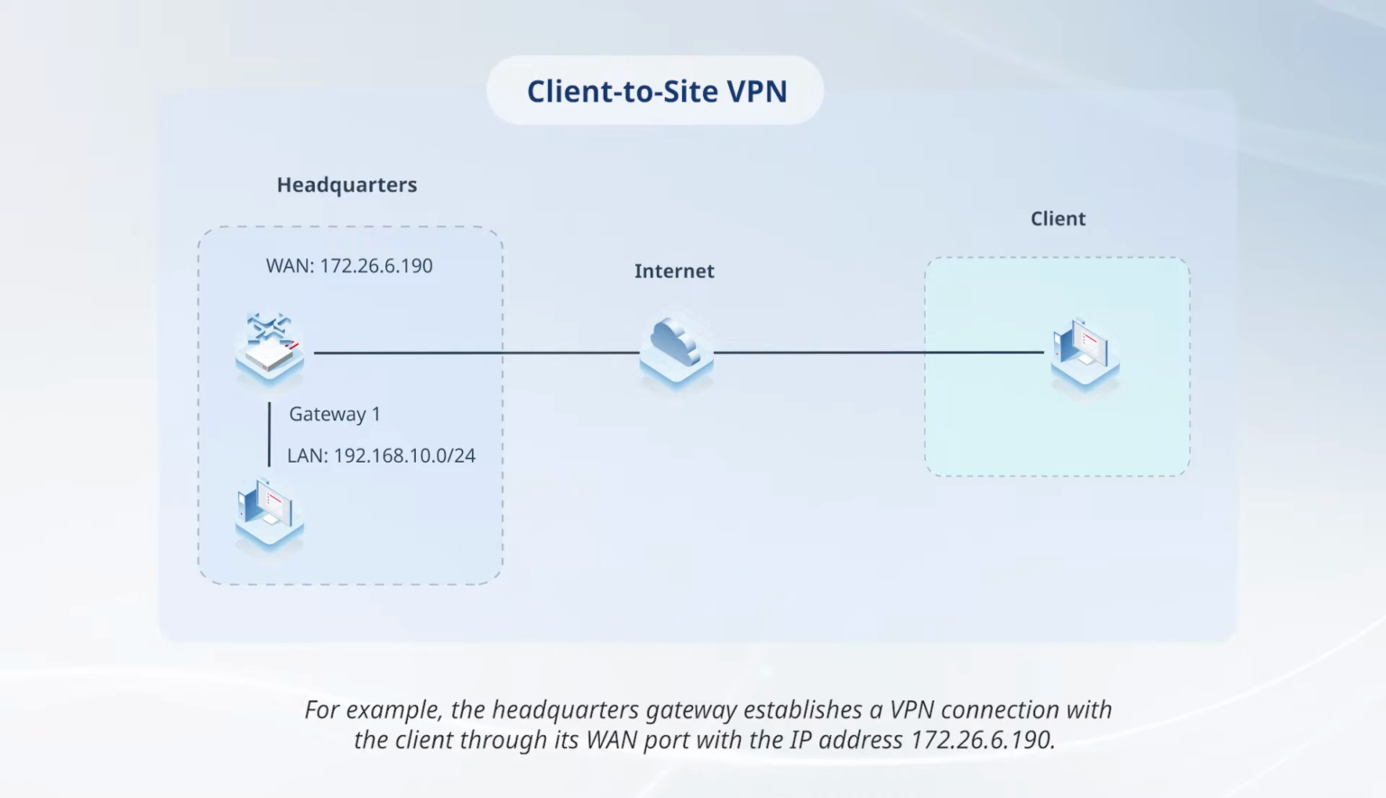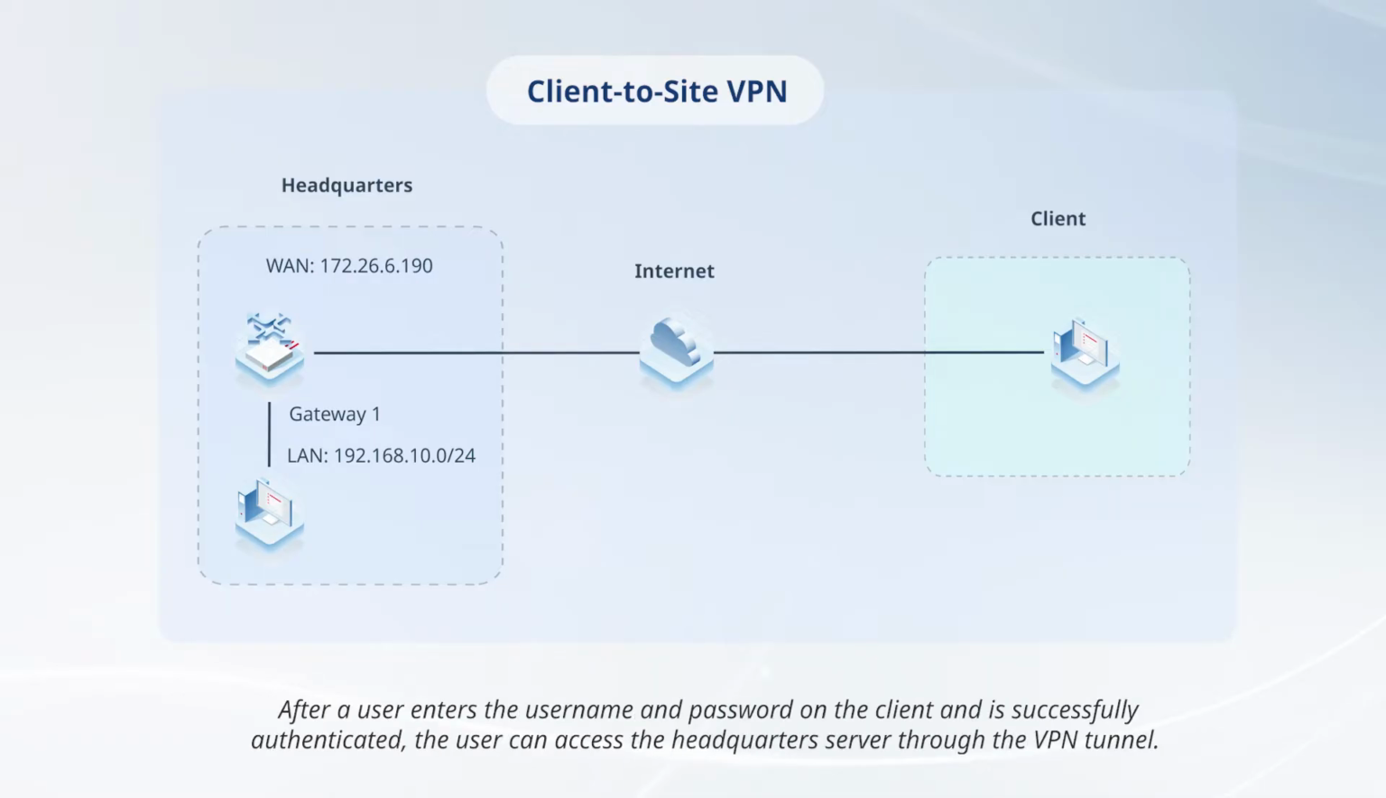For example, the headquarters gateway establishes a VPN connection with the client through its WAN port with the IP address 172.26.6.190. After a user enters the username and password on the client and is successfully authenticated, the user can access the headquarters server through the VPN tunnel.